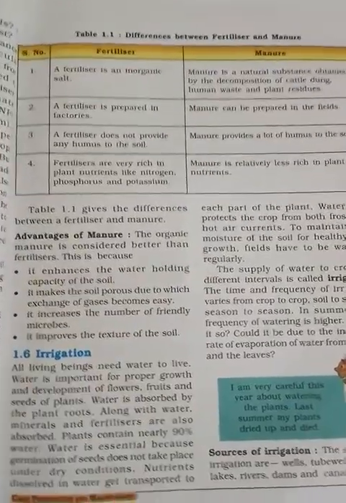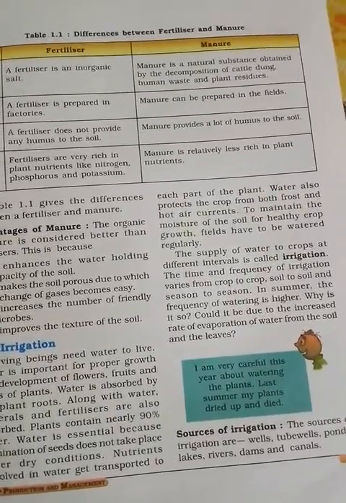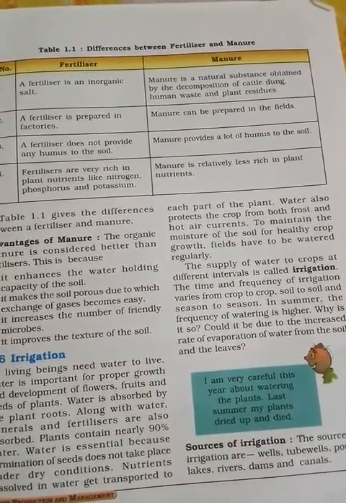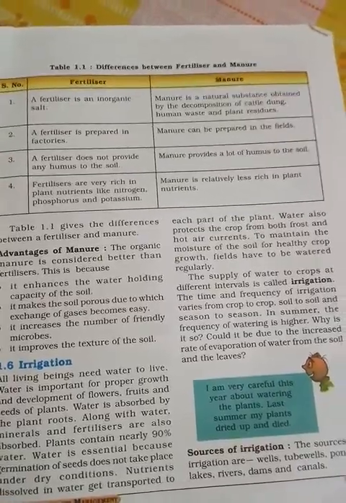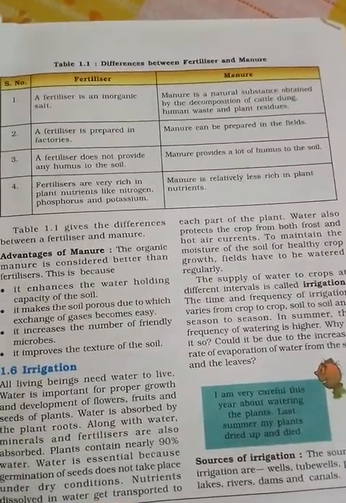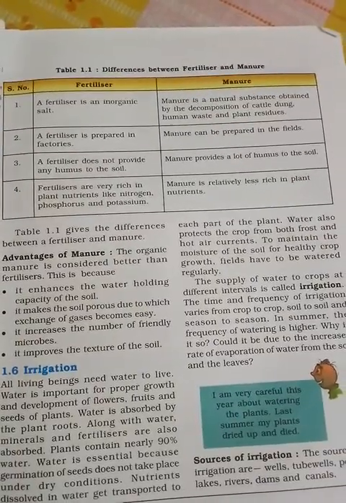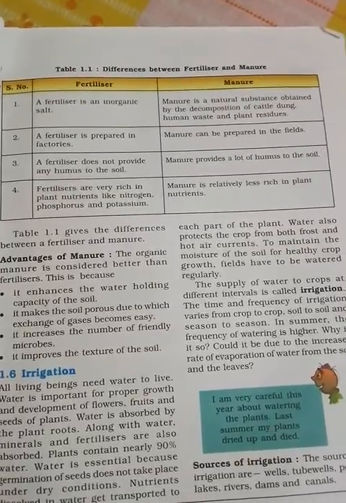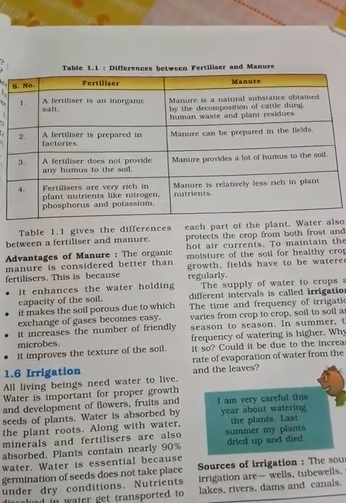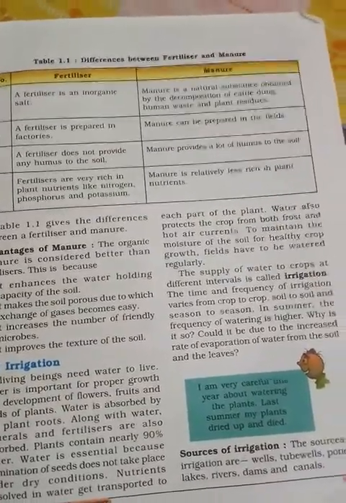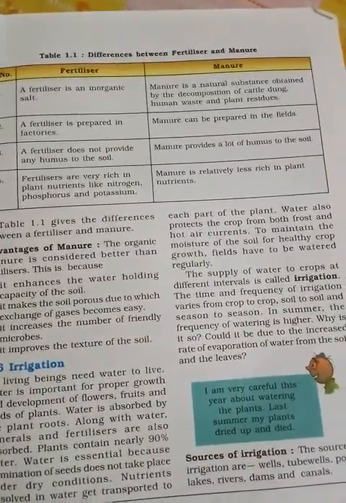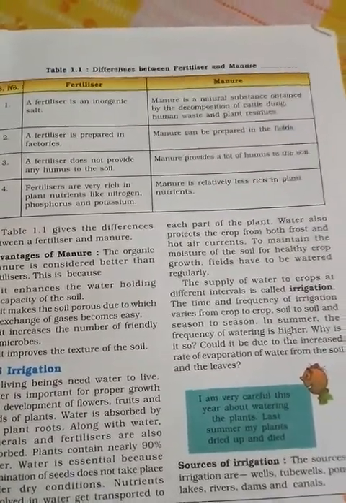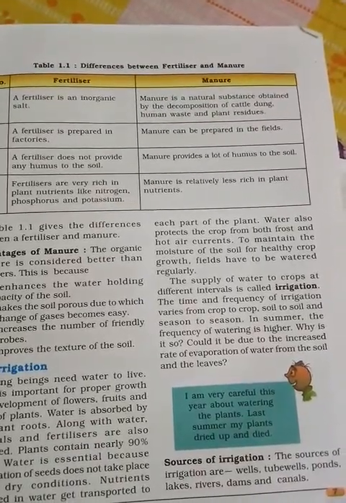Now, the supply of water to the crops is known as irrigation. The time, that means whether the plants have to be watered in the morning, late in the evening or in the afternoon, and the frequency, that is the number of times the crops have to be watered or the time duration between one watering session and the next, also vary from crop to crop, from season to season, and from soil to soil in which the crops are being cultivated.